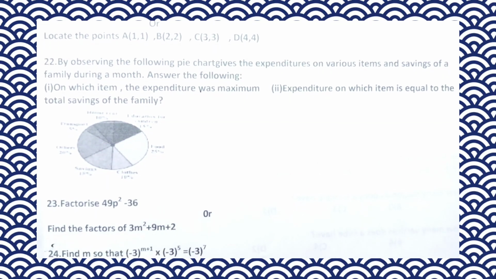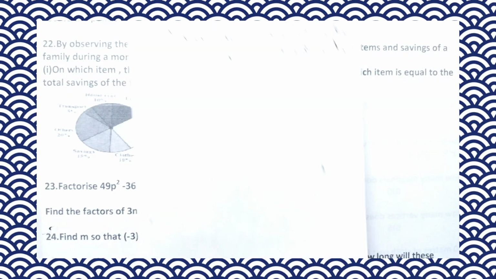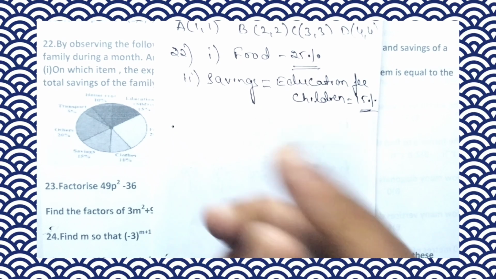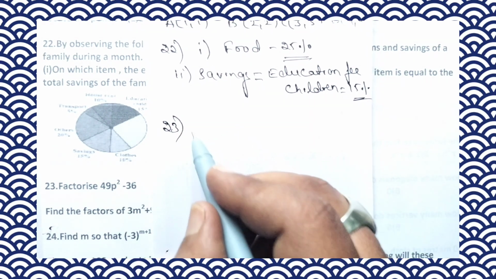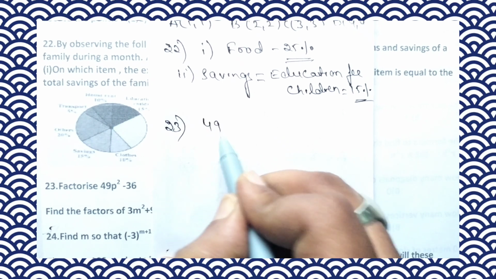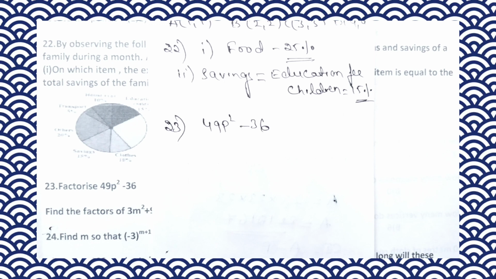Okay, now let us move to the 23rd question. So the 23rd question is factorize 49p square minus 36. So we have to factorize this. So let us factorize it. So let us factorize 49p square minus 36.